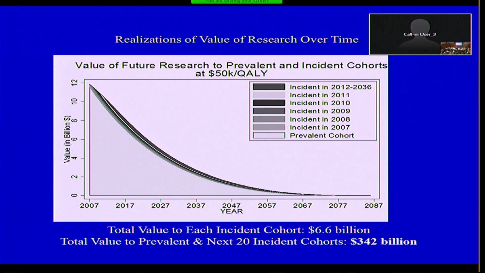And it's really an extraordinary number. This is the aggregate value for the prevalent cohort of people with schizophrenia today and the incident cohorts up through 2036. And what you see is that the total value to each incident cohort is about $6.6 billion. The total value of the prevalent and the next 20 incident cohorts is $342 billion. So what this tells you is this is a wildly important public health decision. And that might not have been obvious from what seemed like narrow confidence intervals around those estimates. But once you understand the prevalence of schizophrenia and its durability, you understand how this matters. And this is the value, I think, of a value of information framework, reflecting both uncertainty and population health value.